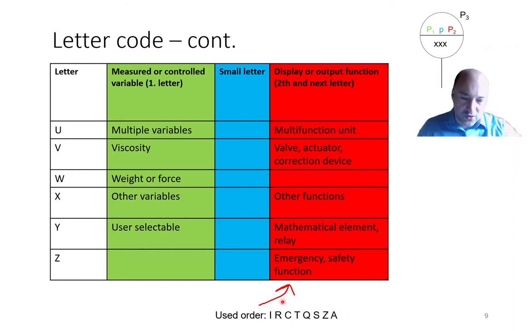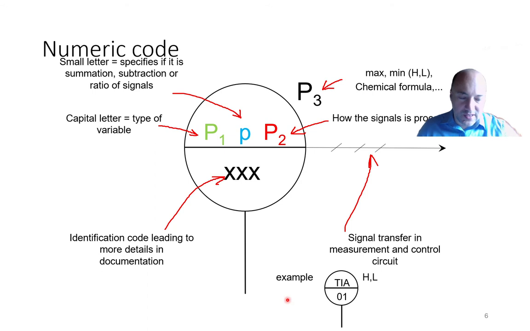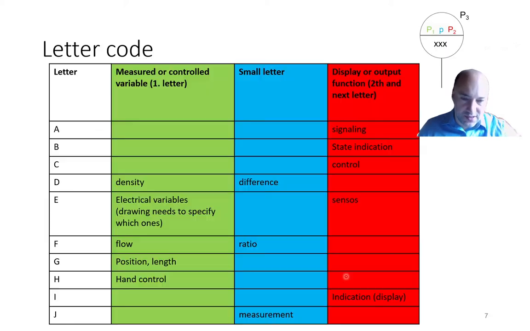Here is the usual order in which you arrange the letters. For example, if you want to indicate or locally display your variable, use the letter I. Then, if you want to log the variable, you would use the letter R, and eventually those other ones. So, in my example, you can see that I have locally measured the temperature. I have indicated that locally, and I did not log it, but here I used the signaling function, which is telling me the value of it somewhere else.